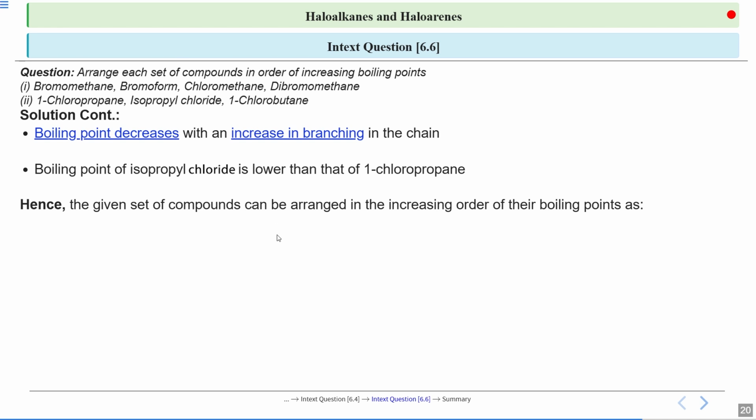So the given set of compounds can be arranged in the increasing order of their boiling point as follows. 1-chlorobutane will have the highest boiling point due to the largest chain, largest molecular mass. Then comes the 1-chloropropane, because it is also a chain, but comparatively smaller than 1-chlorobutane. And then there is the branched chain isopropyl chloride. So this is the order for the set given in the second part of the question.